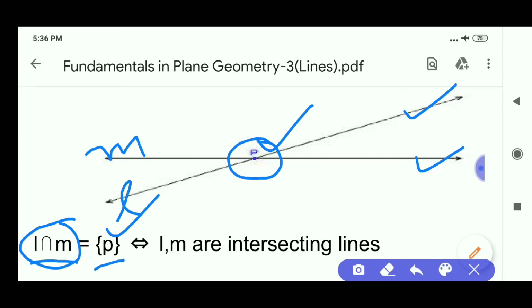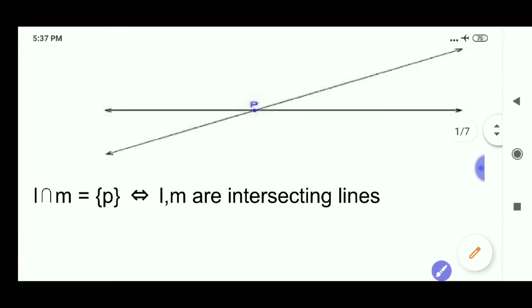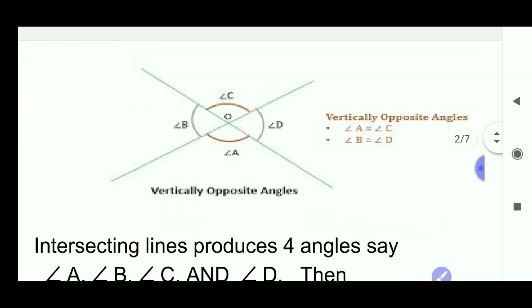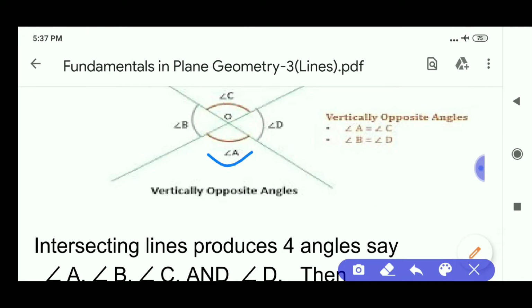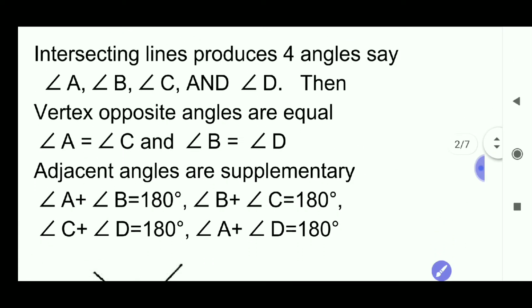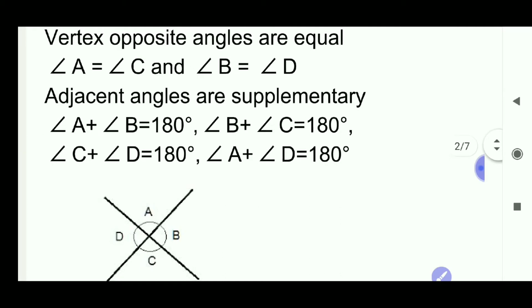So mathematically the definition becomes like this. L, M are intersecting lines if and only if L intersection M is equal to the point P. And one more thing, intersecting lines produce four angles, say A, B, C and D. Then vertically opposite angles are equal.